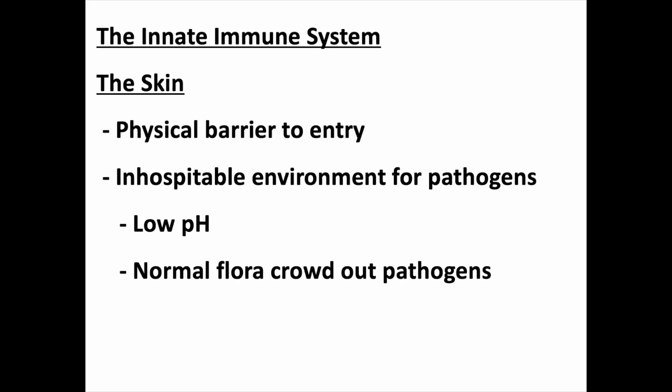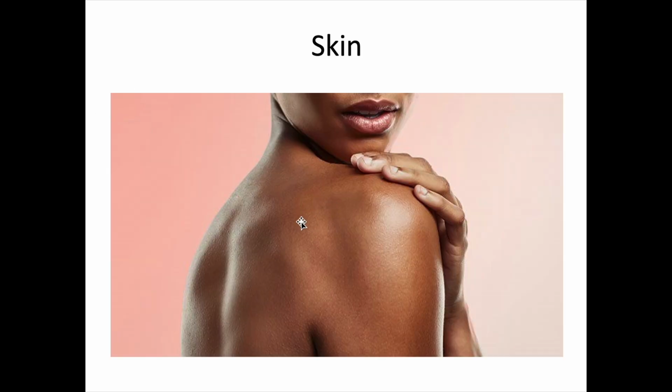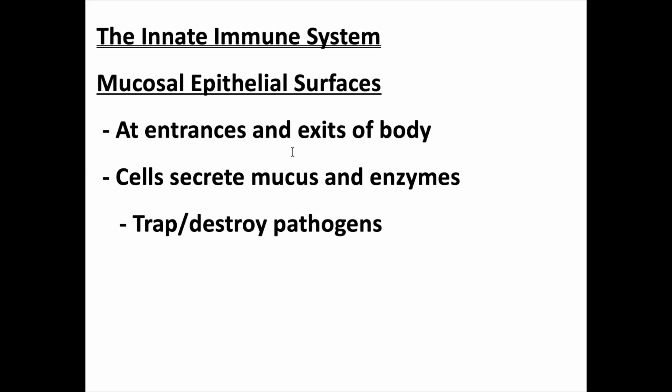Now, the skin is great. It covers most of our body, but it cannot cover all of our body. We need entrances and we need exits. At these parts of the body, we have what are called mucosal epithelial surfaces at most of our entrances and exits. Again, the mouth and nasal passage and stuff like that. Cells that secrete mucus and enzymes to trap and destroy pathogens.